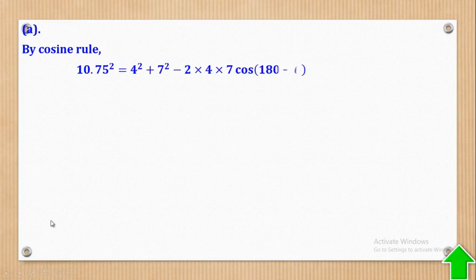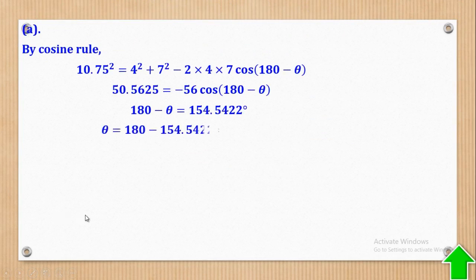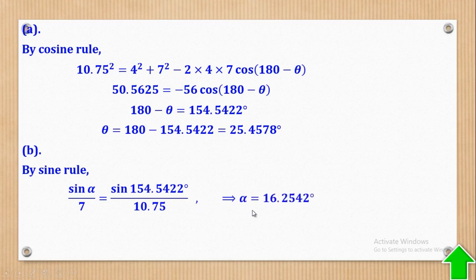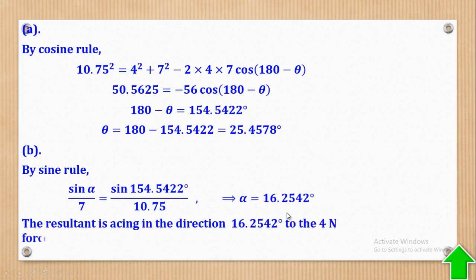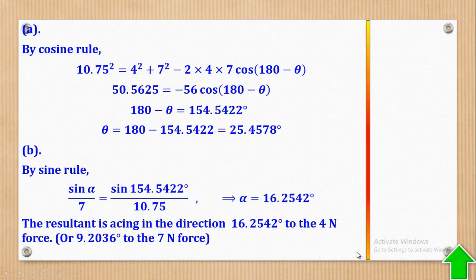So by cosine rule we shall be able to come up with that. Therefore the value of theta will be equal to 25.4578 degrees. Then part B, by sine rule we can be able to come up with that as our value of alpha. Therefore the direction of the resultant is 16.2542 degrees to the 4 Newton force, or 9.2036 degrees to the 7 Newton force. So basically that is what they wanted.